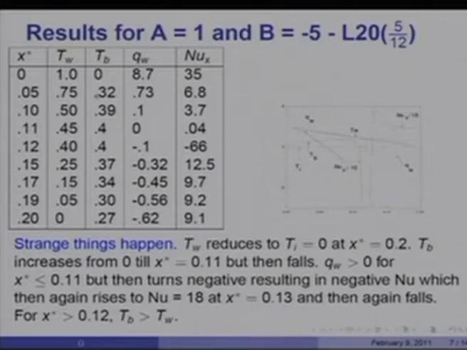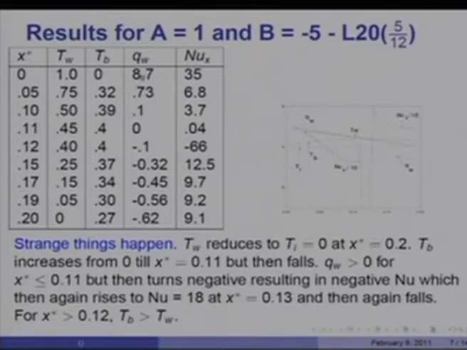What happens to T bulk? T bulk, as you can see on this graph, first increases. T bulk increases, as you can see here, and then its rate of increase is somewhat slowed down, this is the one that is shown by dotted line. So, T bulk increases to 0.32, 0.39, 0.4, at about 0.12 it is same as 0.4, and then begins to decrease. When the wall temperature becomes equal to inlet fluid temperature, the bulk temperature at that point is 0.27.